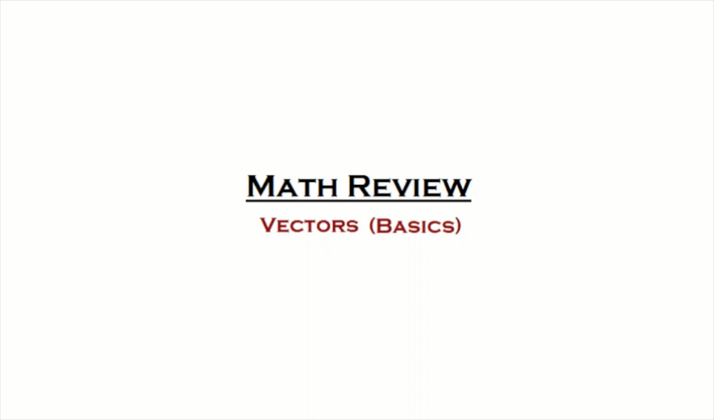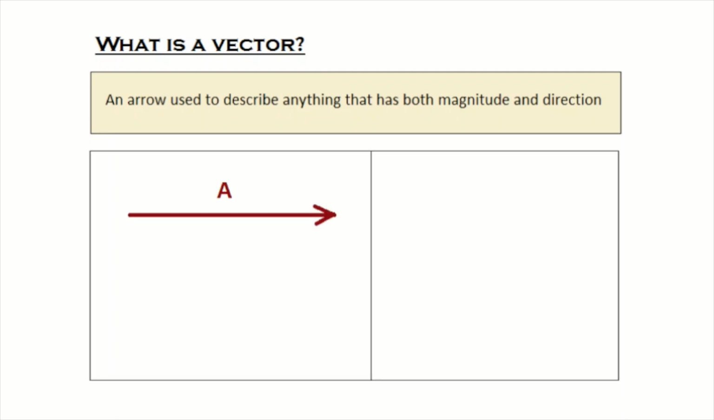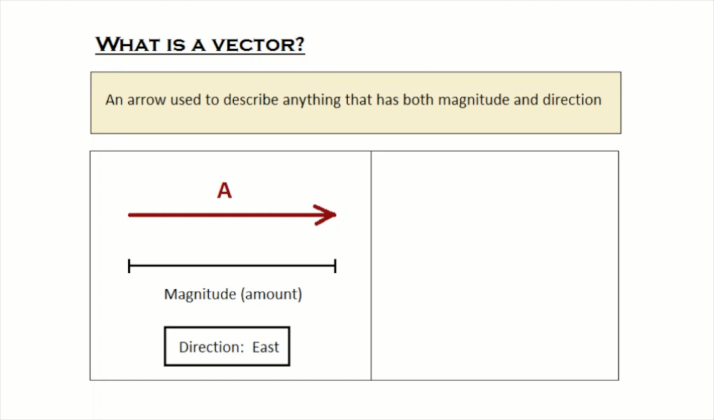In this video, I'm going to focus on vectors, first looking into the basic ideas. What is a vector? I would define it as an arrow that is used to describe anything that has both a magnitude and a direction. Looking at sample vector A, its magnitude or its amount is proportional to its length, and its direction is obviously which way the vector points, in this case east.